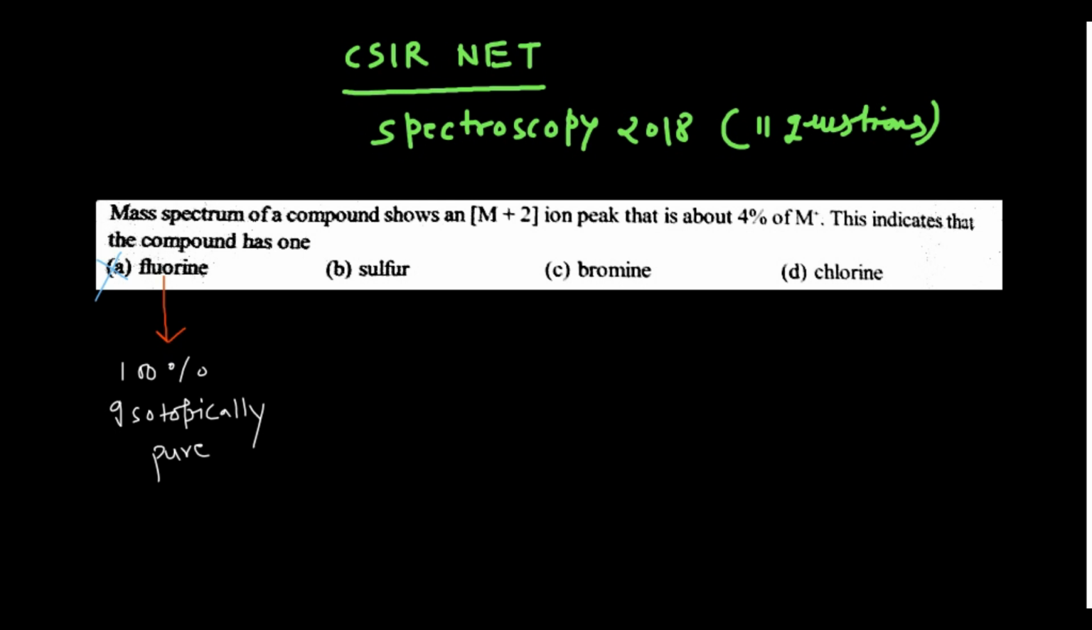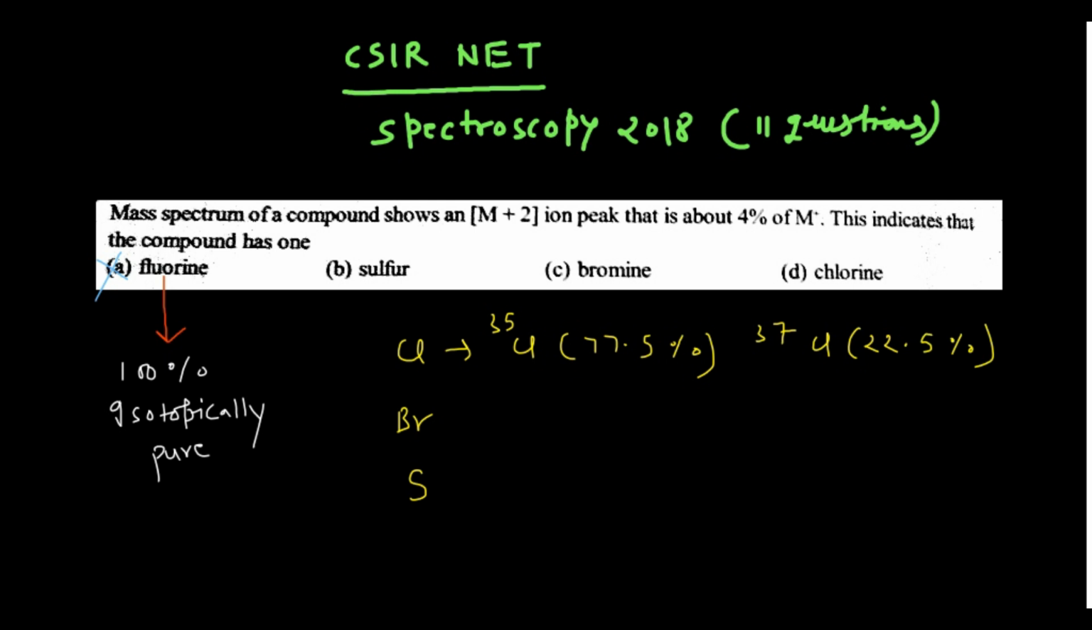Then you have to look at the other options. You have halogens, chlorine and bromine, and you also have sulfur. If you check the percentages, you have chlorine 35, the first isotope, and its percentage abundance is roughly 77.5%. Then you have chlorine 37, and that has a percentage of 22.5, so this much of the second isotope is there, and the remaining would be other isotopes to make 100%.